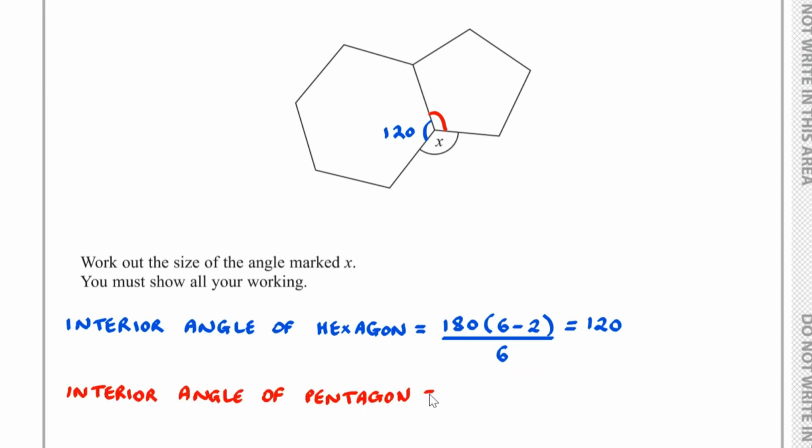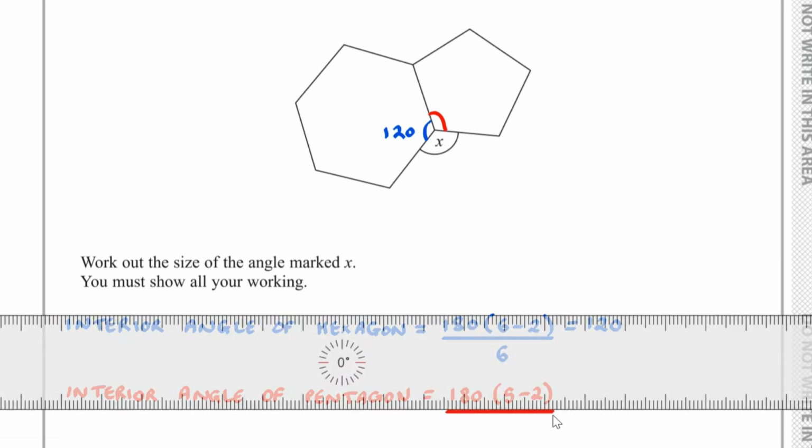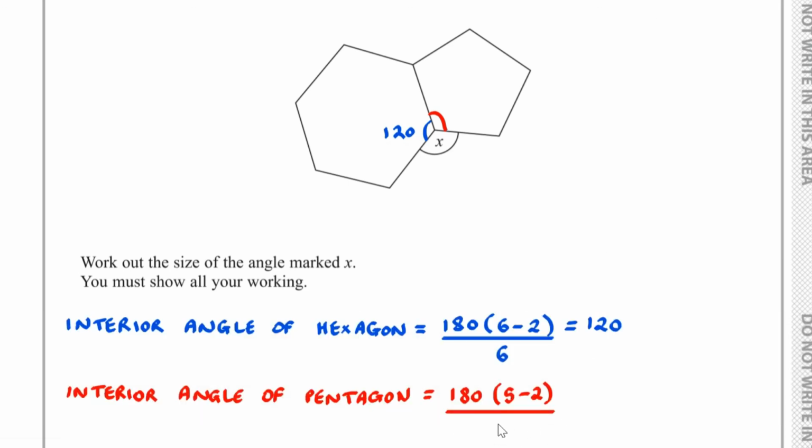Now we can work out the interior angle of the pentagon. We have 180 multiplied by 5 subtract 2, divided by 5, and it turns out here we get 108. So the interior angle of the pentagon is 108.